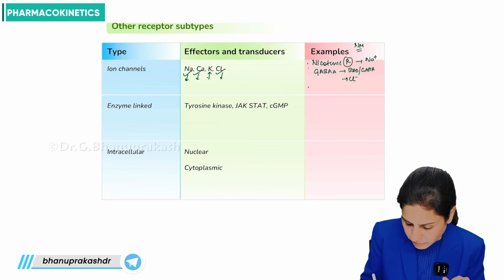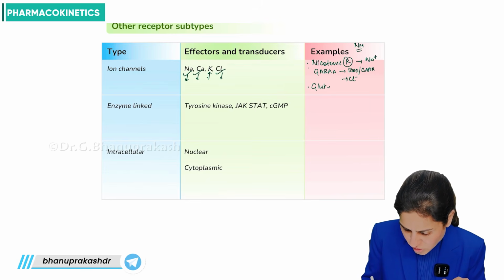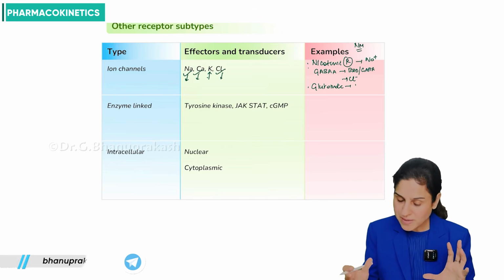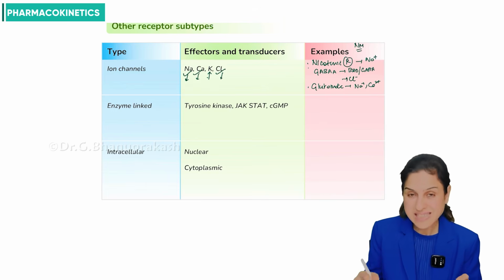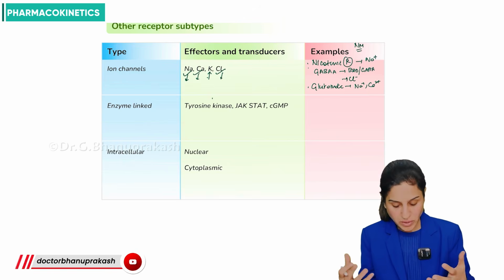Then we have the glutamate receptors. So glutamate receptors, when glutamate binds, it's an excitatory neurotransmitter, and there is movement of sodium and calcium, which is going to excite the neurons. So that's why it's an excitatory one.